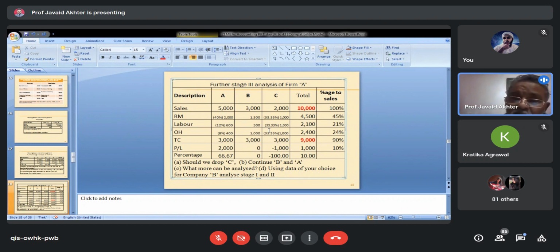So the idea of explaining you the fourth stage analysis was, once you look at the overall, then within, this gives you much better insight compared to previous 2-3 slides.